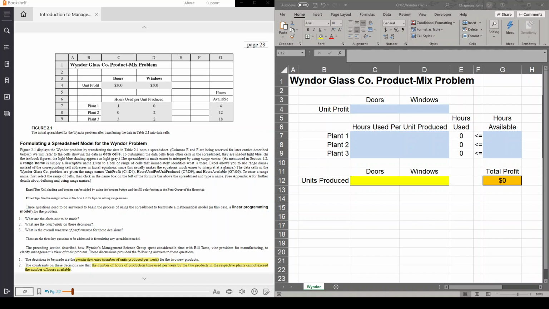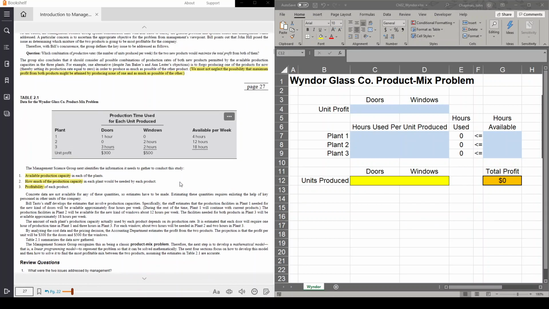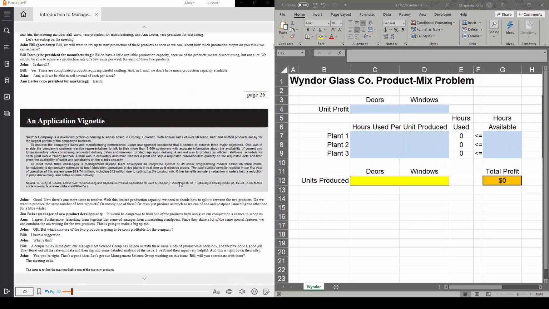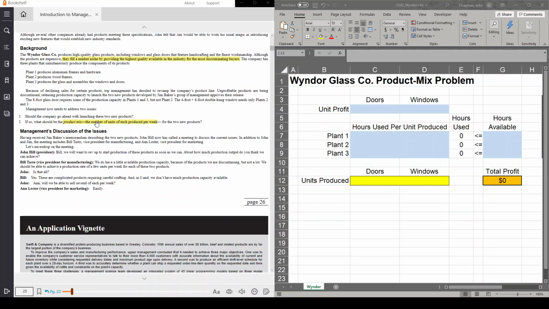Okay, I wanted to review a little bit about the problem in the textbook for the Winter Glass Company product mix problem. And the question here is asking how many products should the company build? How many doors and how many windows based on the available production capacity? So they're coming out with two new products. One's a door, one's a window.